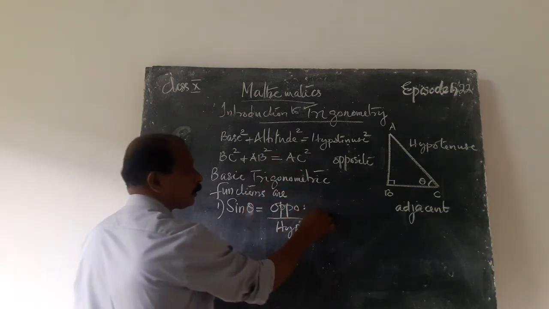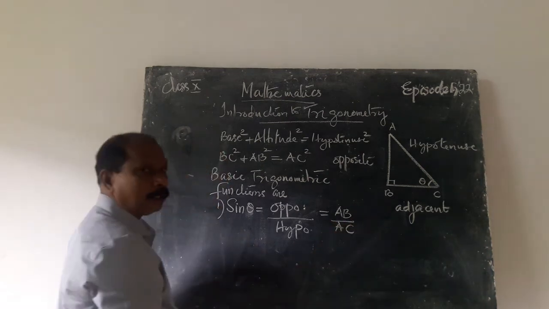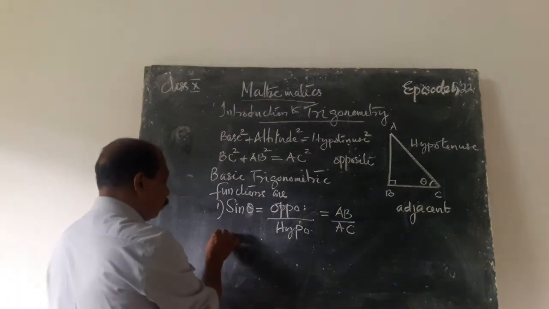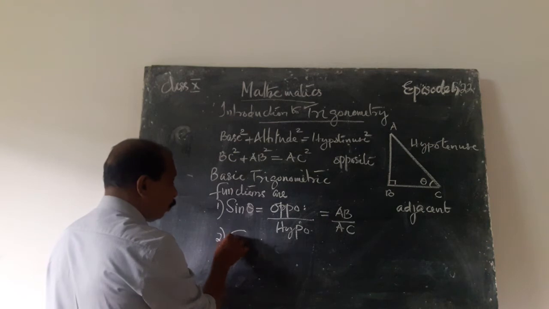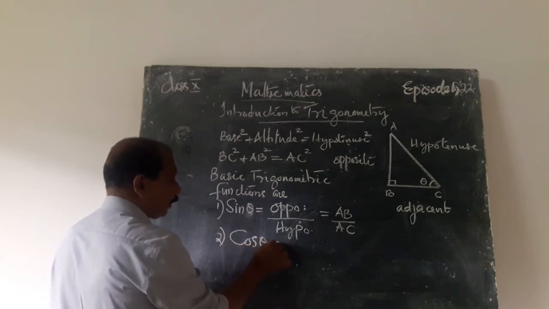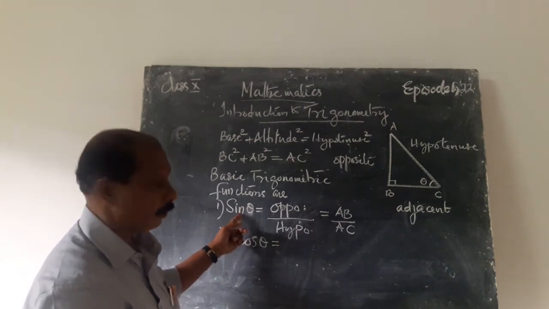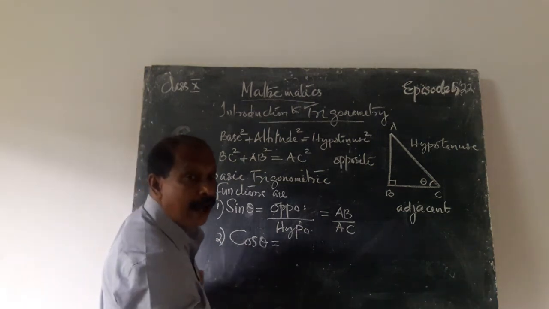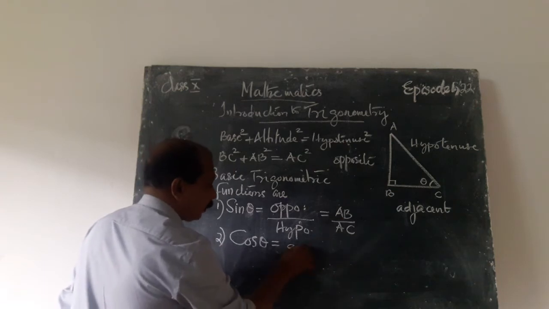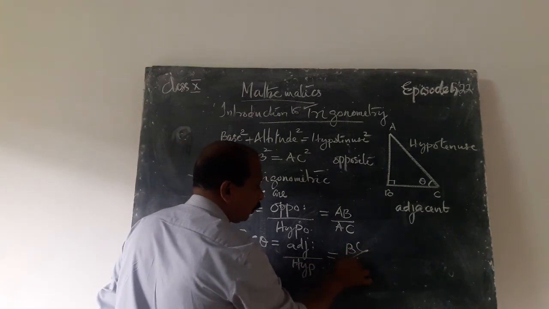From the figure, it is AB by AC. That is the first trigonometric function. Then the second one is cosine theta, short form cos theta. Cosine theta is equal to the ratio between the adjacent side and the hypotenuse. That means it is adjacent side by hypotenuse. From the figure, it is BC by AC.